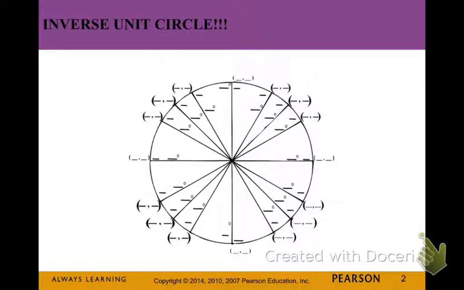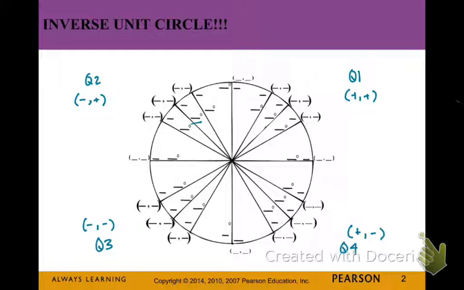For our different quadrants of our unit circle, remember, we have quadrant 1, quadrant 2, quadrant 3, and quadrant 4. In quadrant 1, we know the signs of both coordinates are going to be positive. In quadrant 2, our x values are negative and the y values are positive. Quadrant 3, both are negative. And then in quadrant 4, we have a positive x and a negative y.